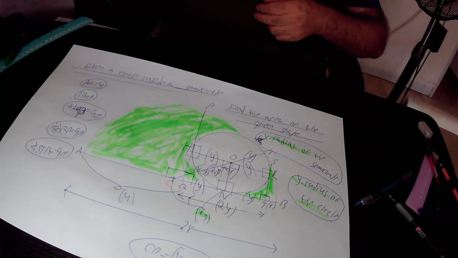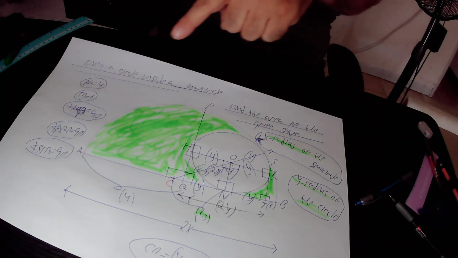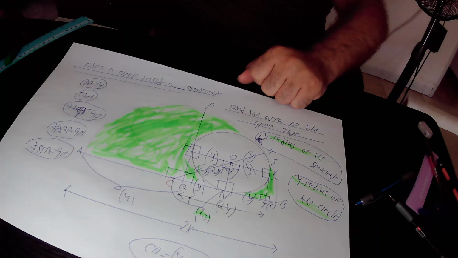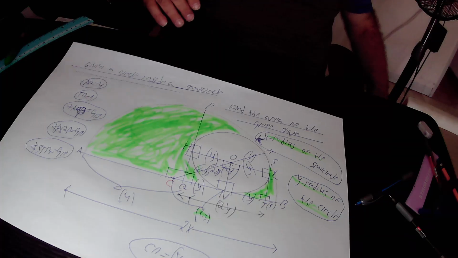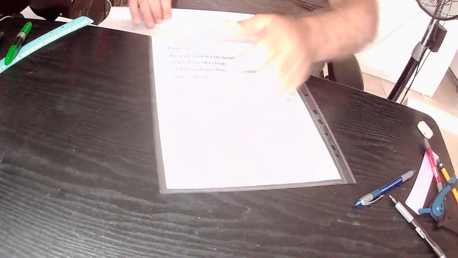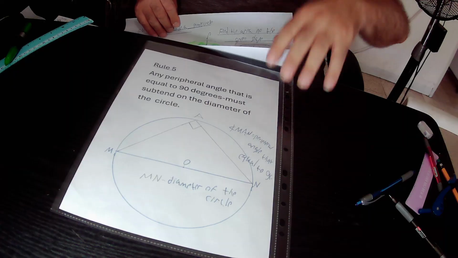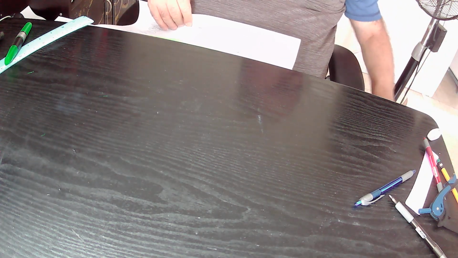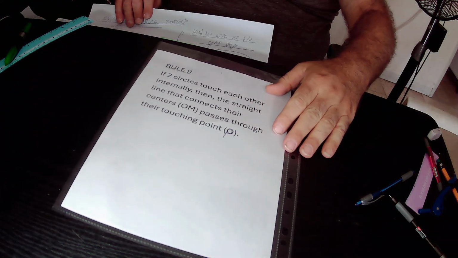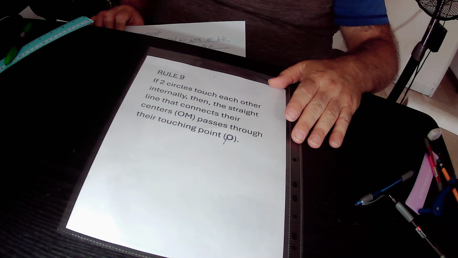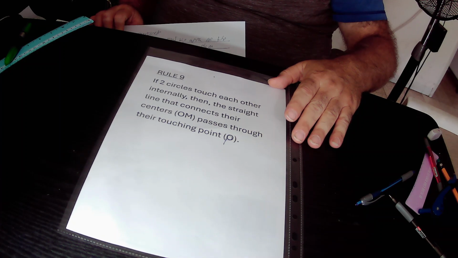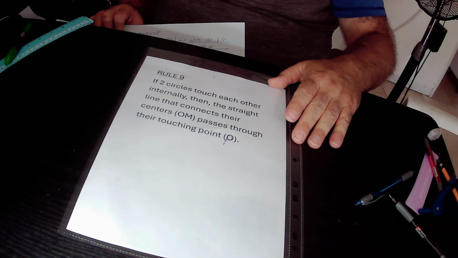In our drawing, we have an internal notch between this small circle and this big semicircle. Whenever you have an internal notch between two circles or semicircles, you can implement rule 9. So if you click on rule 9, according to rule 9, if two circles touch each other internally, then the straight line that connects their centers together passes through their touching point.